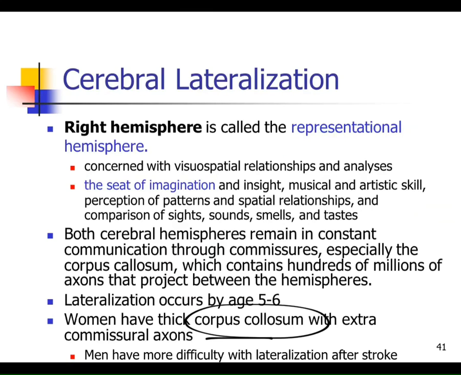So men typically don't do as well after a stroke because they have fewer connections from left to right. And that's just sort of a phenomenon that's real. But women have a thicker corpus callosum. You could argue women can multitask better too, right? But they have both sides of their brain in greater connection with each other than men.